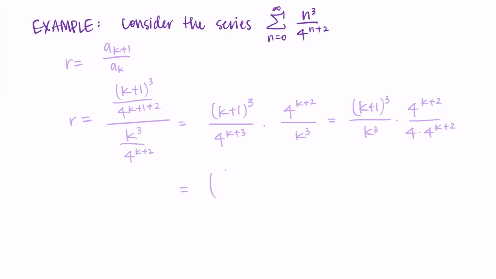So by doing this, I'm canceling out my 4 to the k plus 2's, and I'm left with k plus 1 over k cubed. I'm putting that cubed on the outside. And then I'm going to multiply by 1/4. That's what's left over in that second part. Now I've combined these two cubed things together so that I can simplify them. This is really k over k plus 1 over k, all cubed, times 1/4.